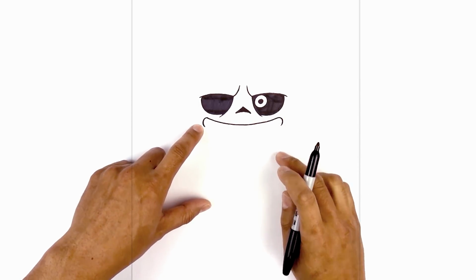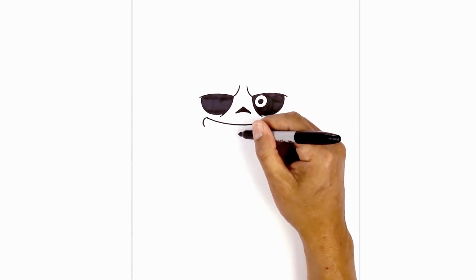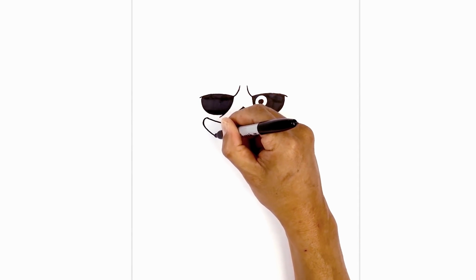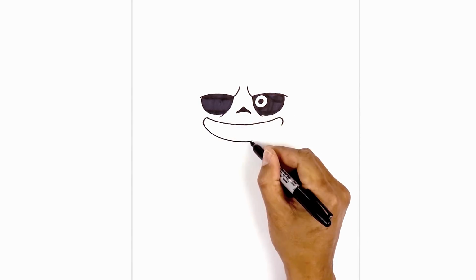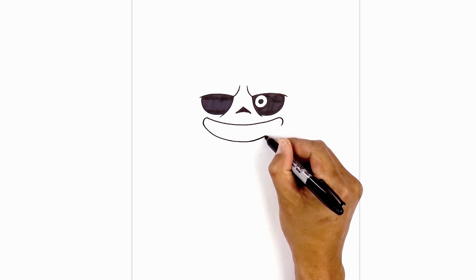Now we're going to connect these 2 points with the bottom edge of the mouth. So we're going to come down a little bit lower in the center, coming down, and working our way back up towards the right side.